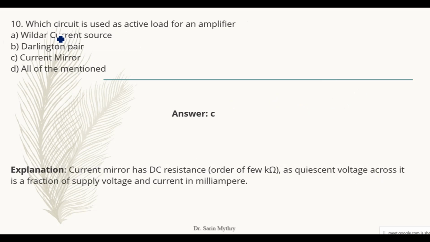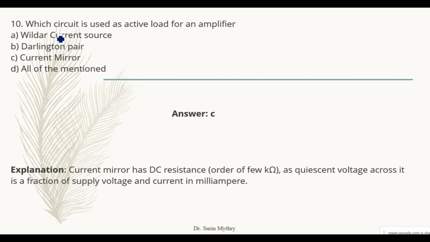Then the next one: which circuit is used as an active load for an amplifier? What is an active load? Just now we studied in the previous slide, an active load is a passive element which is equivalent to a resistor. Now in the previous circuits we studied the Widlar current source. In the Widlar current source, the current mirror will be there, but it will not be very high as compared to the other one. Then the Darlington pair: in the Darlington pair, the current gain will be very high. Current gain is high, meaning the current is not constant.